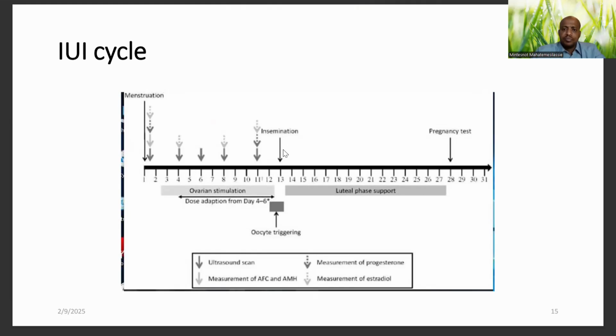After insemination, we start luteal phase support with progesterone. Luteal phase support depends on the patient condition. After 2 weeks, we will do pregnancy test by doing serum beta HCG.